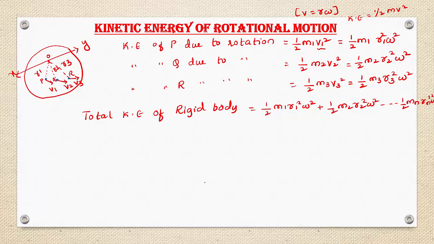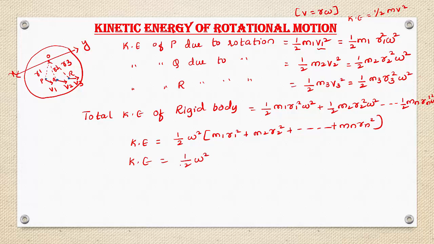This is for total kinetic energy of a rigid body, or it can be written as kinetic energy equal to, so which is common here? Half is common, and then omega square is common. Remaining is what? We can write m1 r1 square plus m2 r2 square, so on up to mn rn square. Now kinetic energy K equal to half omega square, keep as it is. Instead of writing m1 r1, m2 r2, we can write in terms of summation. So sigma mi ri square, where i equal to 1 to n.